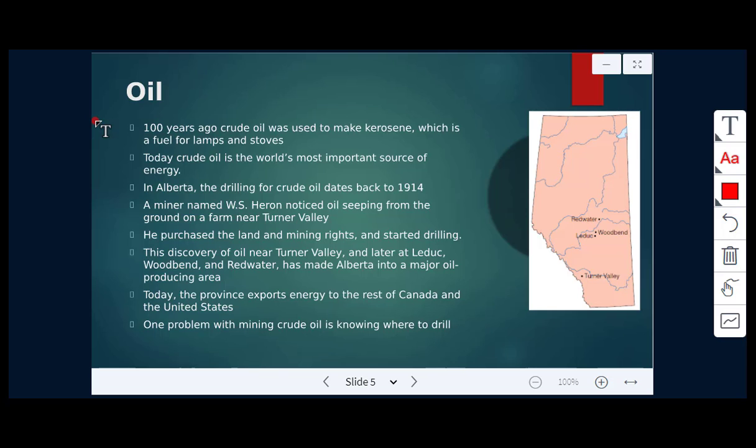In Alberta, the drilling for crude oil dates back to about 1914 when a miner named W.S. Heron noticed oil seeping from the ground on a farm near Turner Valley in Alberta. And so he purchased the land, the mining rights, and he started drilling. This discovery of oil near Turner Valley, then later at Leduc, Woodbend, and Redwater made Alberta into a major oil producing area. And today, the province of Alberta exports energy to the rest of Canada as well as the United States. A problem with mining crude oil is knowing where to drill.